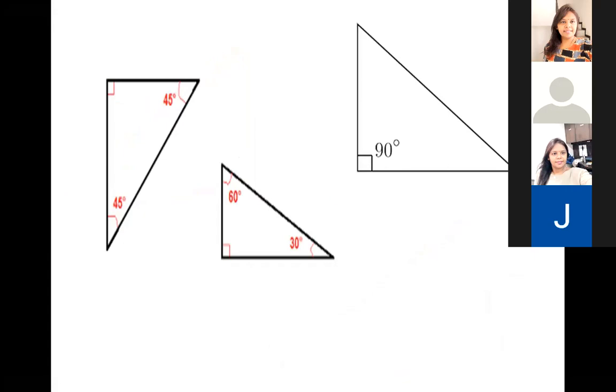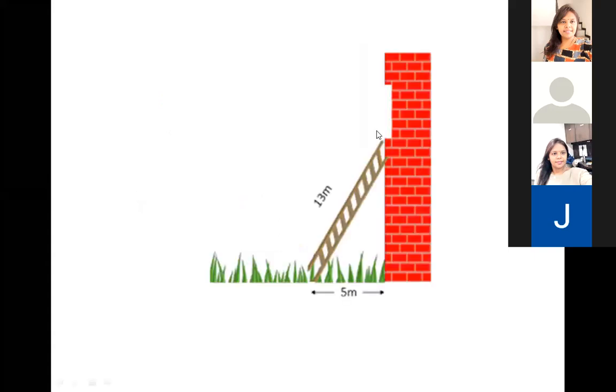So if one angle is 90, the remaining two are always acute angles, acute meaning less than 90. એક ખૂણો 90 નો લઈ લો તો બાકીના બે ખૂણા હંમેશા 90 થી નાના જ હશે. Because we know the sum of all angles of a triangle is 180. So this is the definition of the right angle triangle.